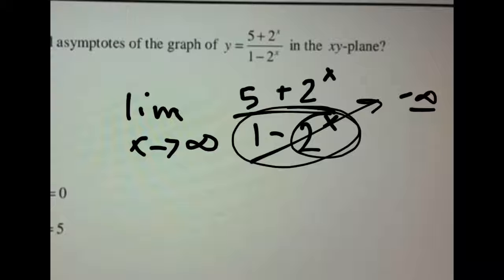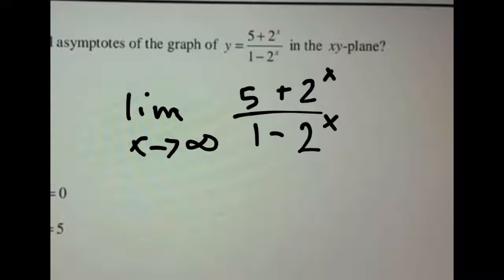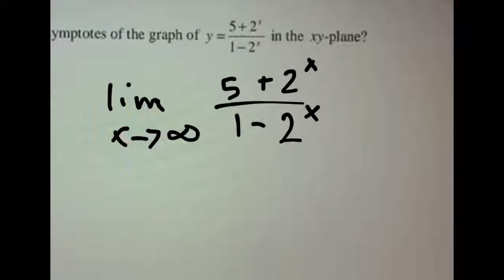So I see that you want to use L'Hopital's rule, but we never had a formula for this. We only had a formula for e to the x. So I'm going to try and do it without L'Hopital's rule, and then I'll explain it with L'Hopital's rule.